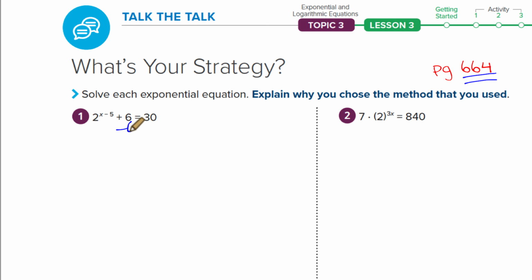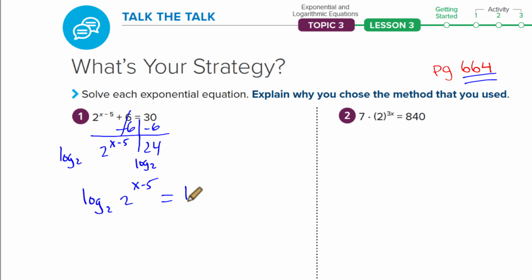So the first thing we can do on number 1 here, we're going to subtract 6 from each side. They would cancel. Here's our balance point in our equation. We're going to get a 24 on this side. We're going to get a 2 to the x minus 5. Now, as we've said in the past, how can we get rid of that or pull that exponent down? We can take a log base 2. Okay, and we're going to do that on both sides. Log base 2. So that's going to give us log base 2 of 2 to the x minus 5 is going to equal log base 2 of 24.